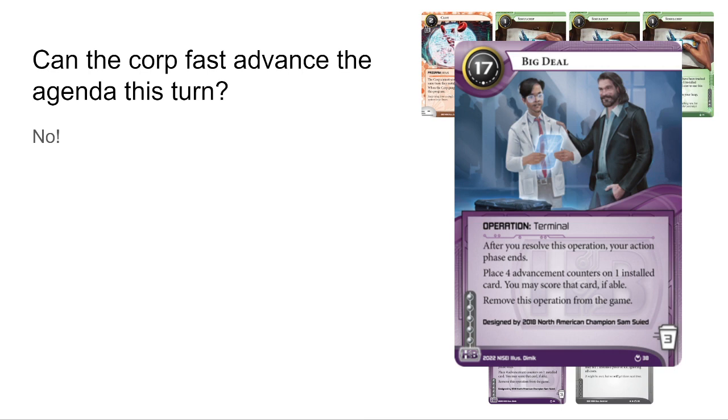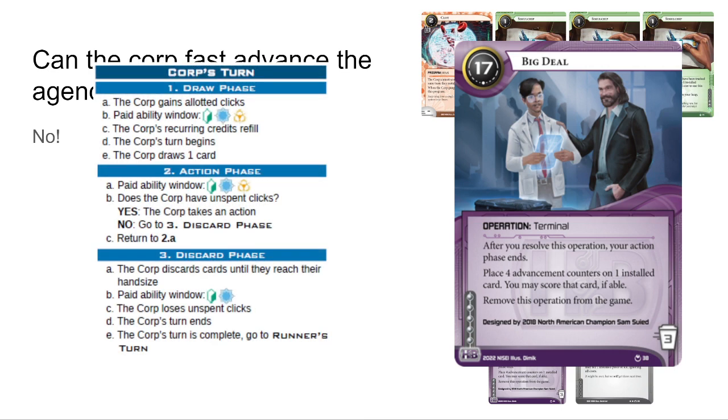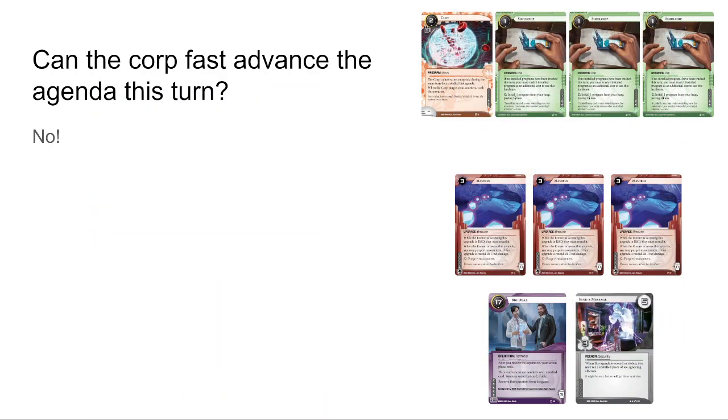But big deal doesn't quite work like that, because it kicks you into your discard phase where you don't have any ability to score agendas. But thankfully, it gives you a special opportunity to score the agenda you just put 4 advancement counters on. But that means you don't get to do a bunch of paid ability windows between resolving the text on big deal. And you're going over to your discard phase, so after you do your next paid ability windows, there's no time to score the agenda. So you've got to get that Clot off the table before you play the big deal.